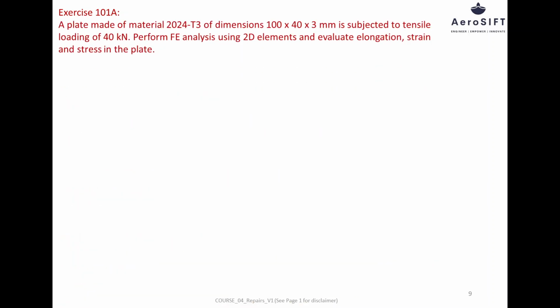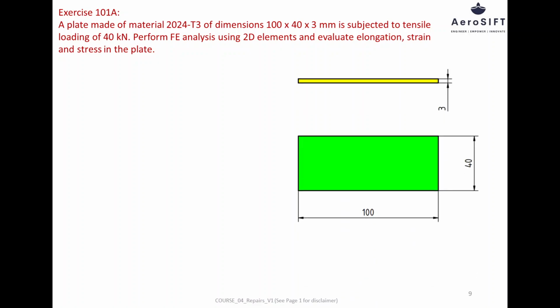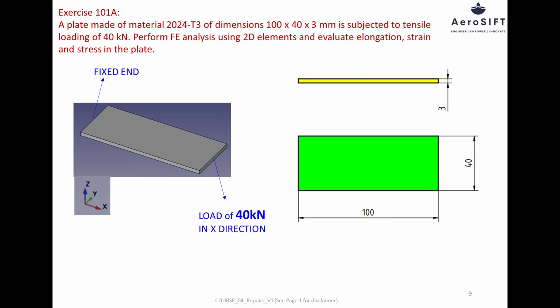Here's the next exercise, which involves performing a finite element (FE) analysis on a plate made of 2024 T3 material. The given plate has dimensions 100 mm x 40 mm x 3 mm, and it is subjected to a 40 kilonewton tensile load in the x direction. The goal is to evaluate elongation, strain, and stress in the plate under the applied load.